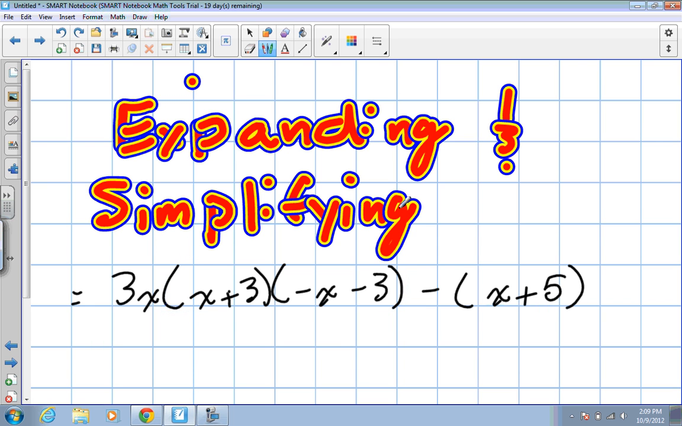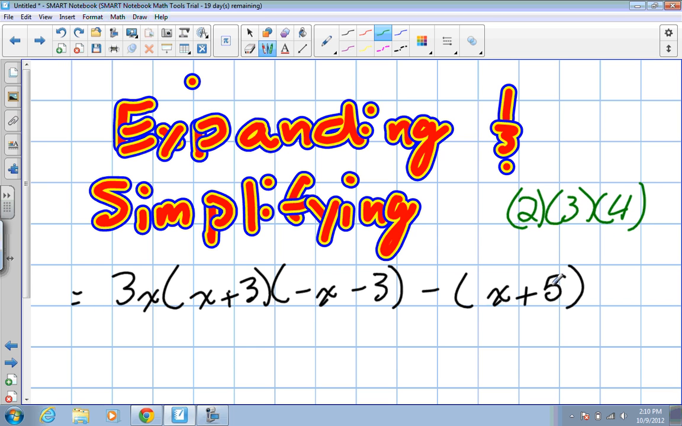Now, there's a couple rules I want you guys to remember. This says 3x times x plus 3 times negative x minus 3. Let's go back to some old commutative property rules from, say, grade 2. If I had the number 2 times 3 times 4, I can multiply these many different ways. I can multiply 2 times 3 first, 3 times 4 first, or 2 times 4 first. All of them will get me to the same answer.